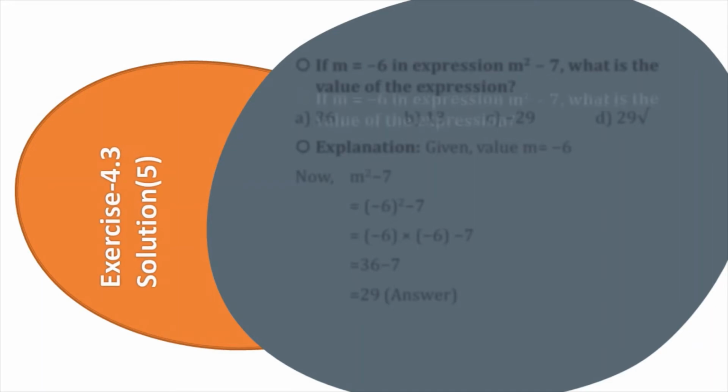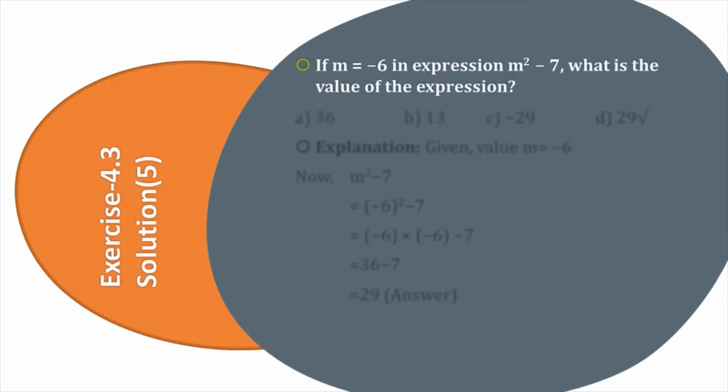This is solution number 5. If m equals minus 6, in the expression m square minus 7, what is the value of the expression? And these are the options, my dear. As you can see, the tick mark 29 is the desired answer. Let us see the explanation.